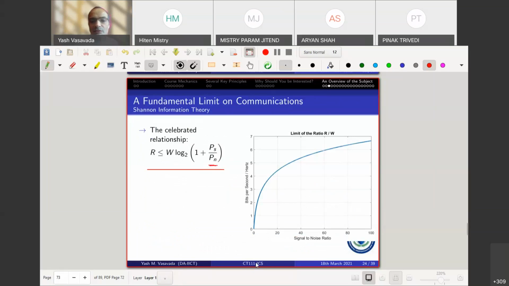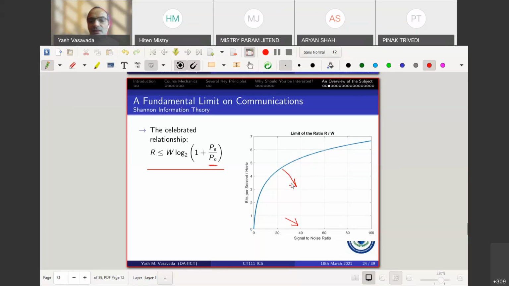And if you plot this formula, bandwidth W times log base 2 of 1 plus PS over Pn, as a function of SNR here, then you get this curve, which is probably one of the curves that you produced in your lab. And this is sort of like the speed of light.